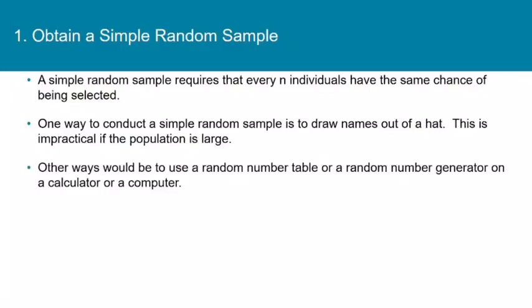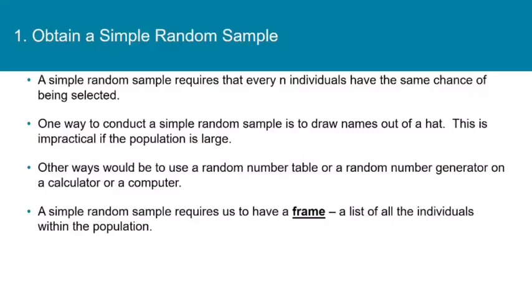Another way would be to use a random number table or a random number generator on a calculator or a computer. And I'm going to show you both of these, although the random number table itself is probably a little old-fashioned nowadays. Most people have easy access to a computer or a calculator that will do a simple random sample for them. So when we get to the end of the section, I'll show you how to do it on a calculator.